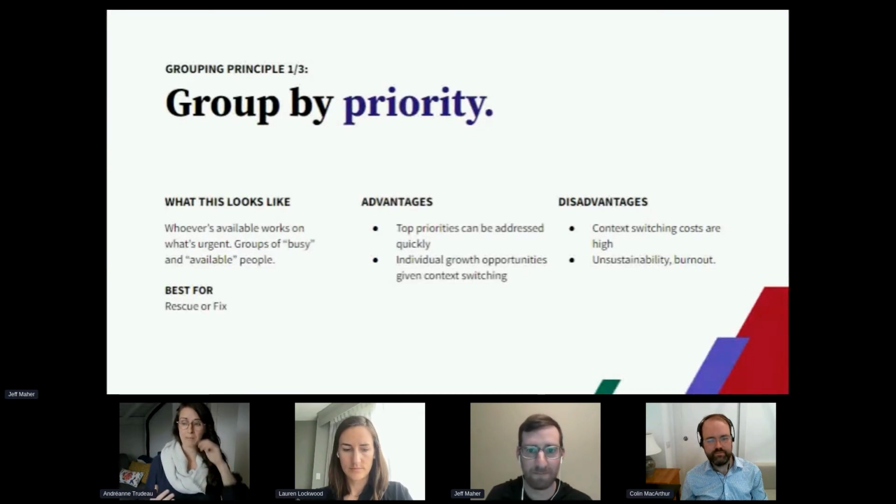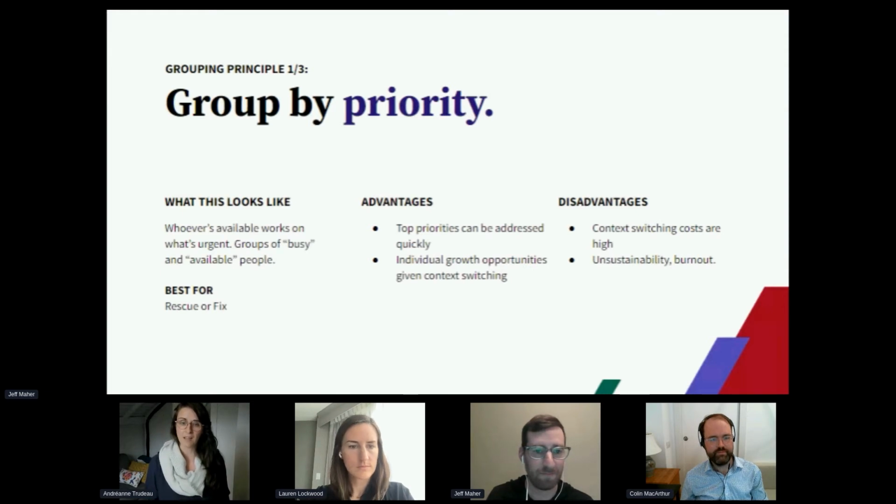People might be pulled away from their current project to work on more urgent projects. So we think that this grouping principle applies best to teams whose mission is to rescue or to fix. One of the advantages of this principle is that people can address top priorities quite quickly. This approach also assumes that people are changing projects or teams quite often, which leads them to be exposed to diverse situations or problem spaces, and then they can in turn benefit from this by expanding their horizons and by growing.